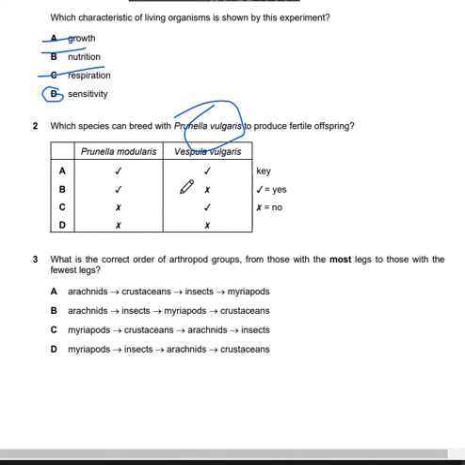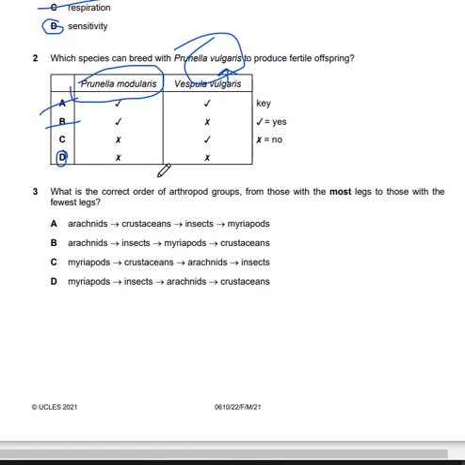So both of them should be the same. As you see here, neither the genus nor the species are the same, so you're eliminating A and B. And for this one, they have the same species but different genus, so that's not possible, so the answer is D.